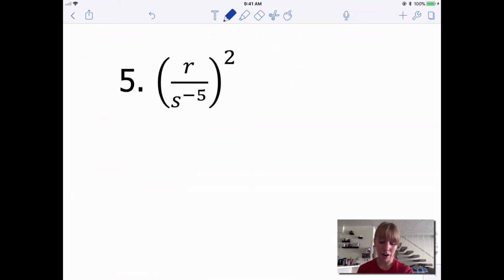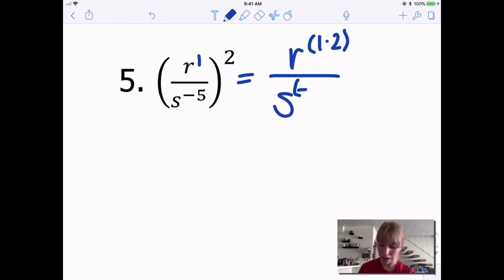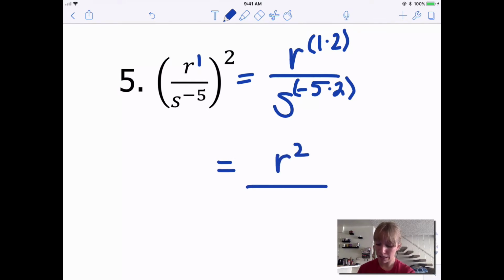Okay, this next one, r over s to the -5, squared. We see this power here. I know that that power has to go to both my numerator and my denominator. So on the numerator, I get r. We can say that this is r to the 1st, r to the 1 times 2. And on the bottom, I get s to the negative 5 times 2, because a power to a power, I have to multiply those powers. So in my numerator, I get r squared. In my denominator, I get s to the negative 10.